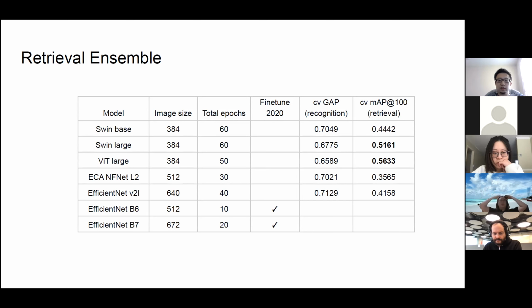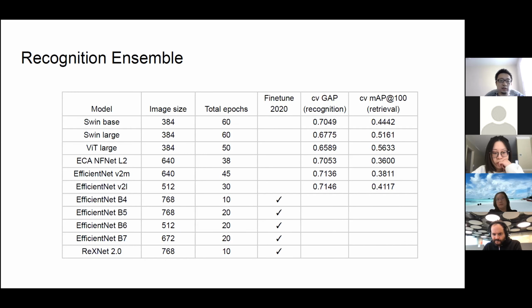The interesting thing is that for the transformers, the Swin large and the ViT large, they have slightly lower recognition score than their CNN counterparts, but they have significantly higher retrieval score than the CNNs. We think that is because transformers are patch-based, so they can capture more of the local features, if you will, and the attention can make the model better at capturing the relationship between different parts of the local features on the image.